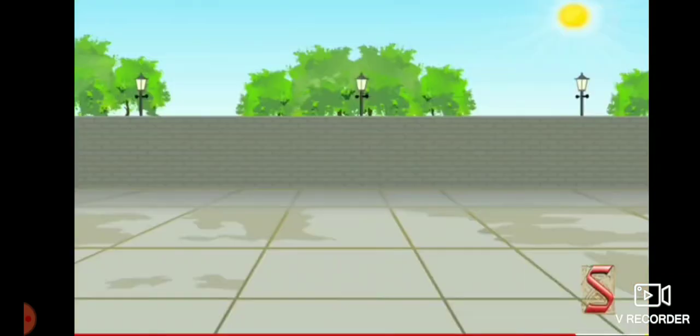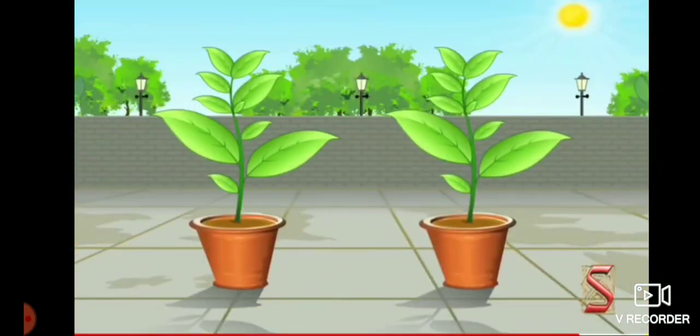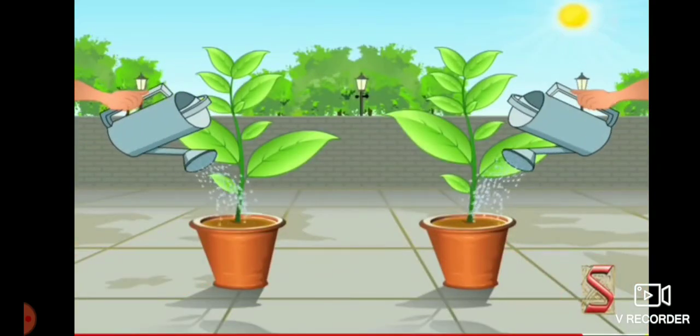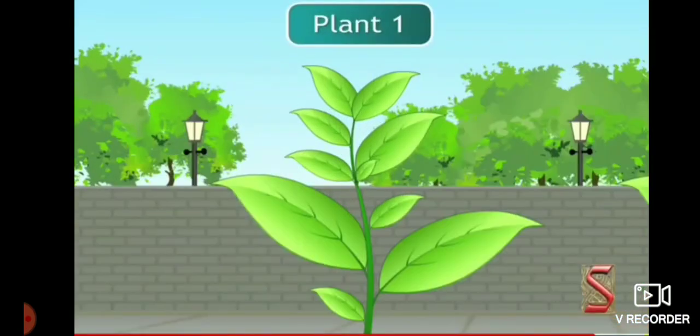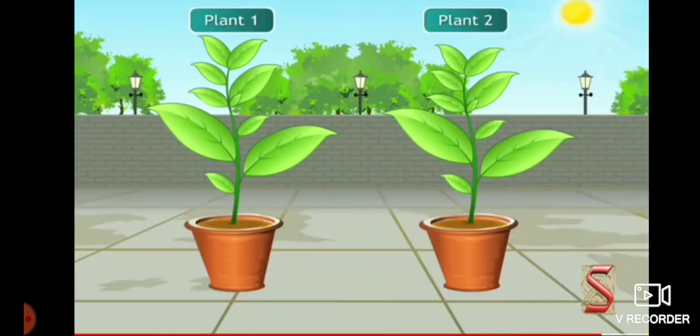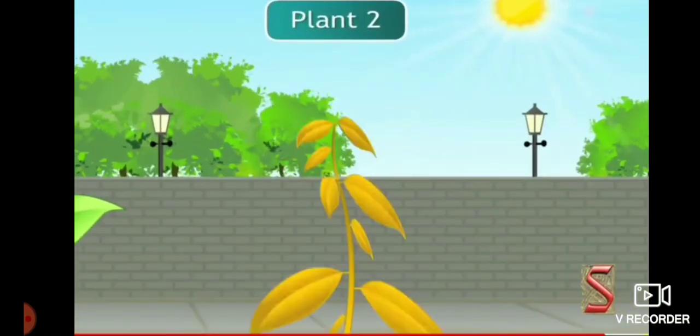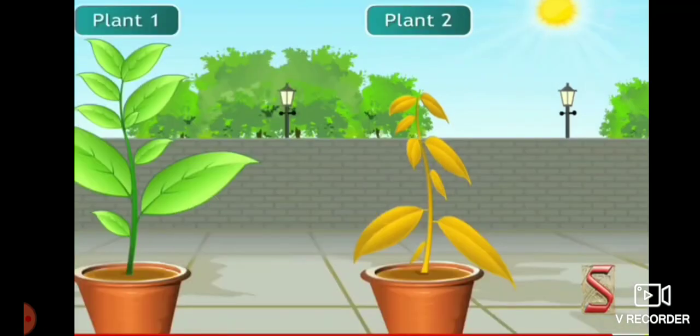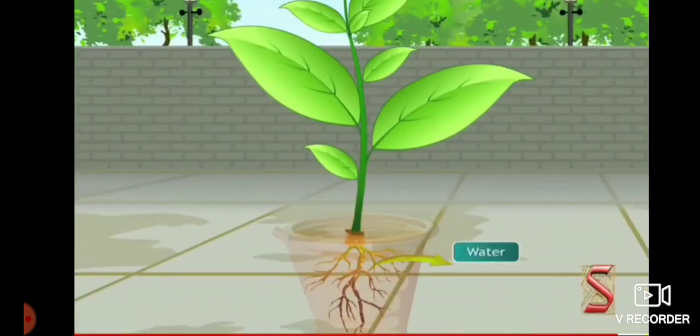Water them and place it in bright sunlight. Water regularly for few days. After few days, you will see that plant 1 became healthy, but plant 2 may be dried up or the leaves became yellow. What may be the reason?